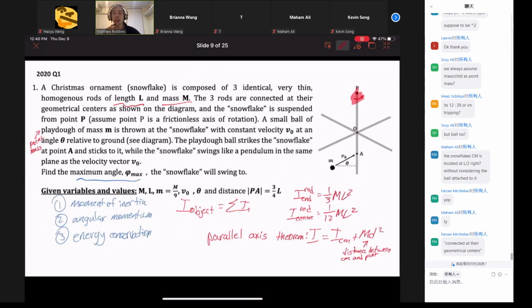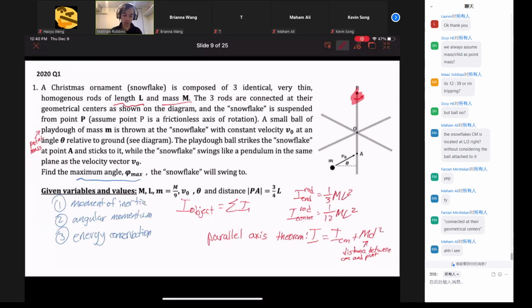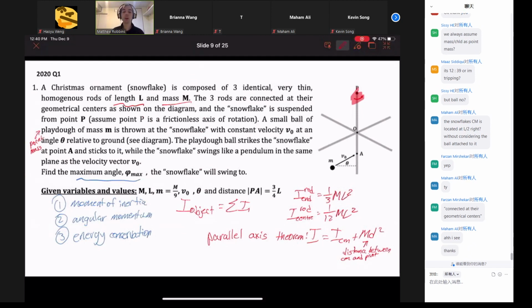So then, is the snowflake center of mass located at L/2 without considering the ball? Yes, it is. What else can I answer before we go on to the next part of the problem? Okay, I'm seeing no questions about moments of inertia.